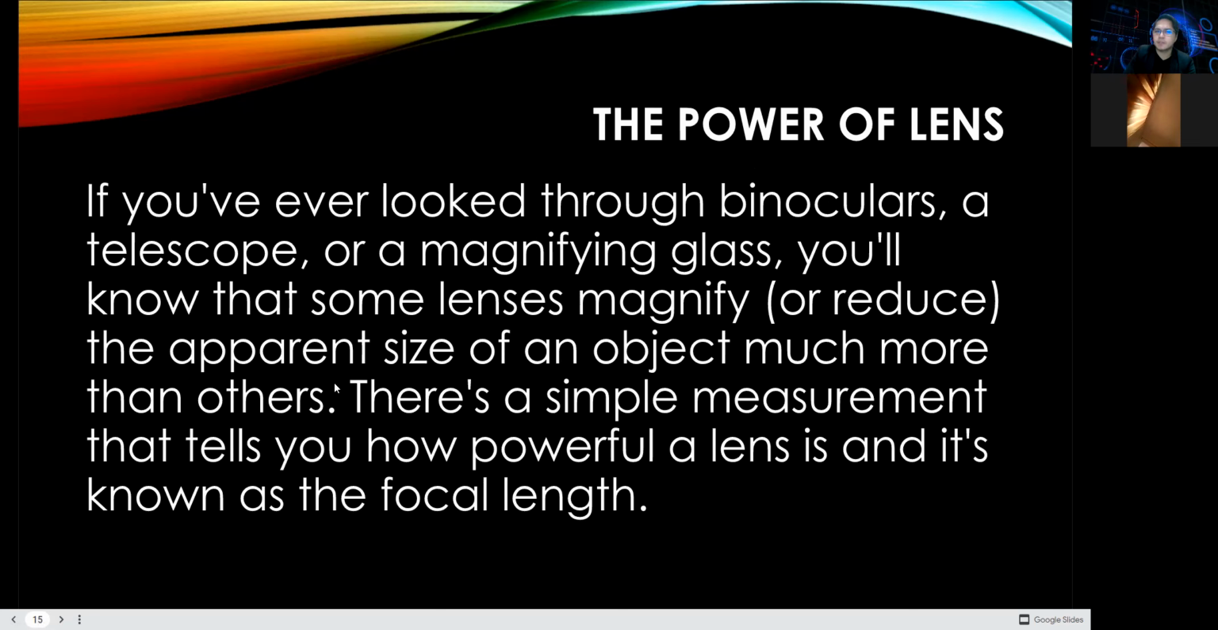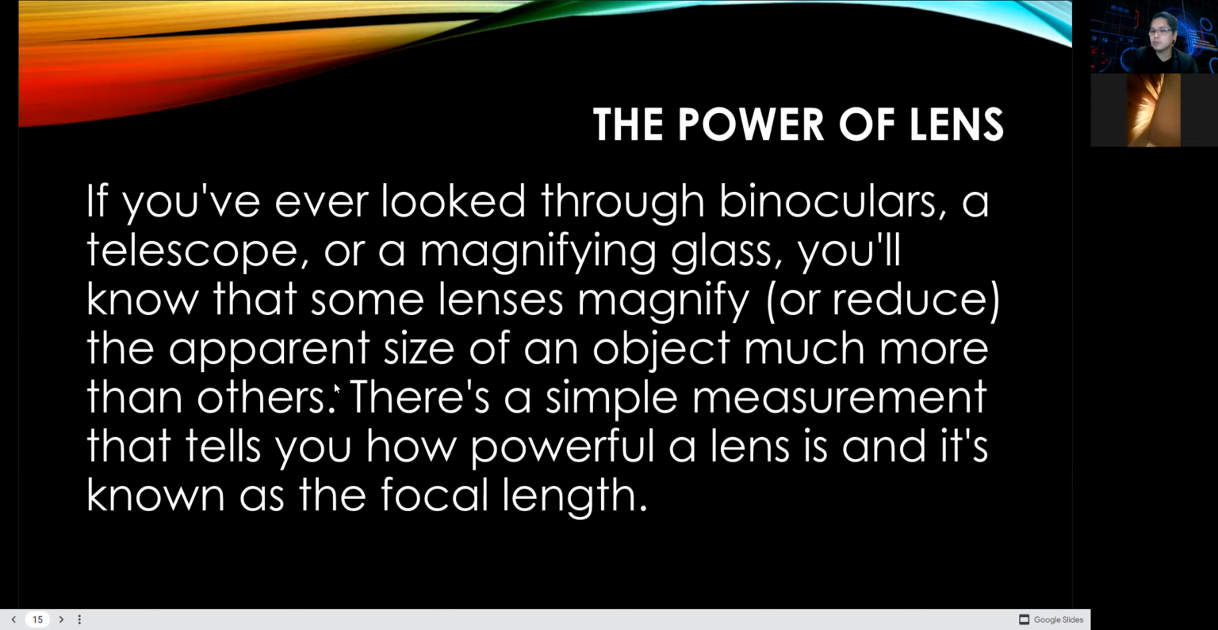The power of lens. Okay, if you ever look through a binocular or a telescope or a magnifying glass, you know that some of these lenses can magnify, or some lenses magnify or reduce the appearance of an object as much as more than others. There is a simple measurement that tells you how powerful a lens is, and it's known as the focal length.